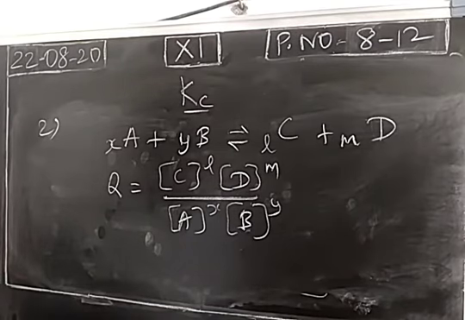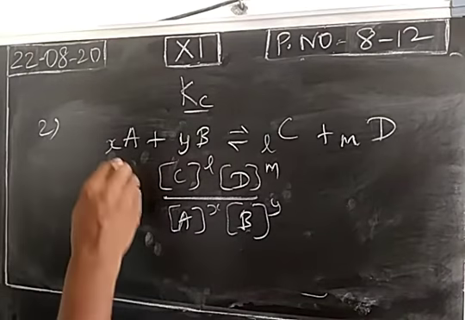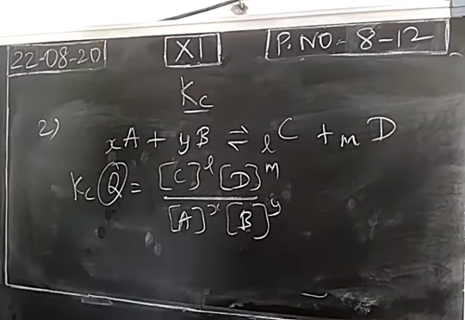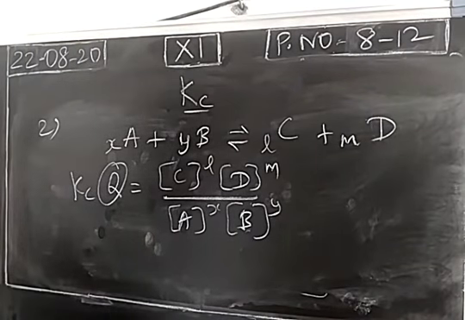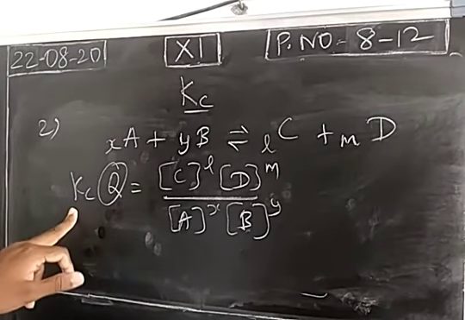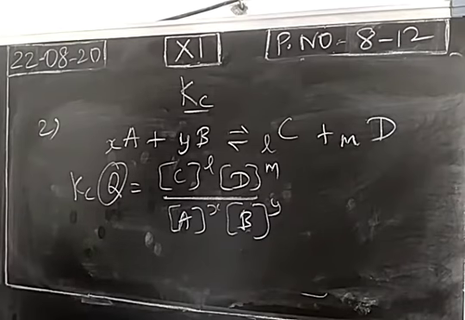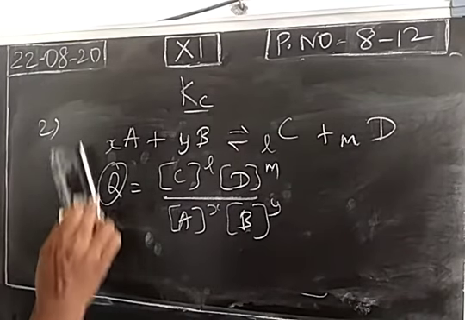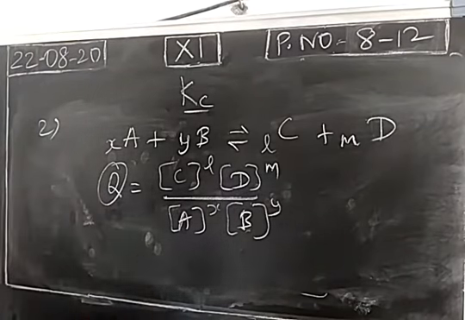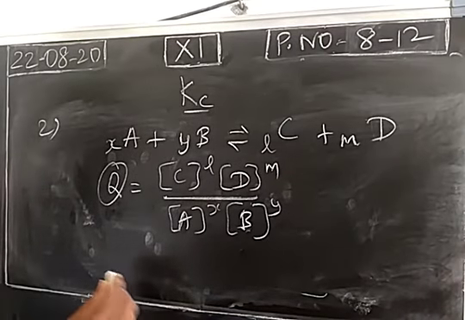Before reaching equilibrium, we write it. After reaching equilibrium, the same will be replaced by Kc. If equilibrium is reached, Q is nothing but Kc, the equilibrium constant. Reaction quotient will be changed to equilibrium constant. So under non-equilibrium condition, we measure Q value. Under equilibrium condition, we calculate Kc value.